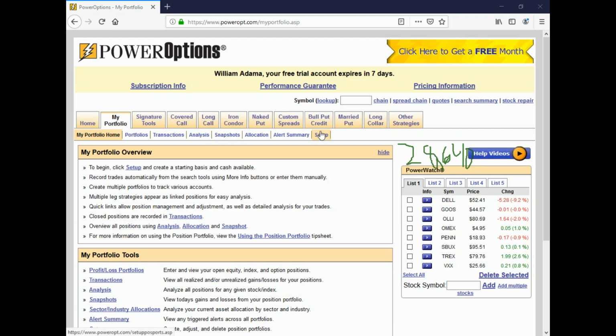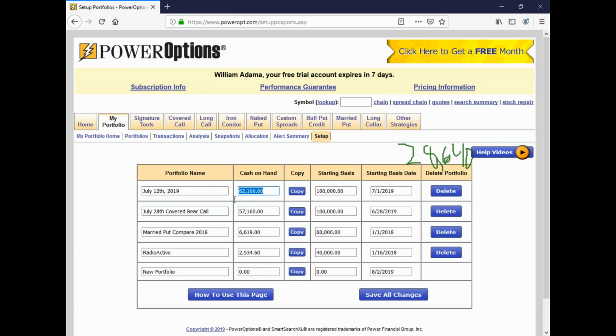Now, when I set up a new portfolio in PowerOptions to mimic what my actual account is, what we simply do is we click on Setup. And this shows me my current cash on hand and starting basis for other portfolios, but I'm creating this new IRA at Fidelity, for example. Now, even though my total account value at Fidelity, if I liquidated all of my stocks, is $28,640, I could say, well, I've got $22,000 of that tied up into small shares of these 11 stock positions, and my cash on hand is $2,200, whatever it is. But I don't want to do that.